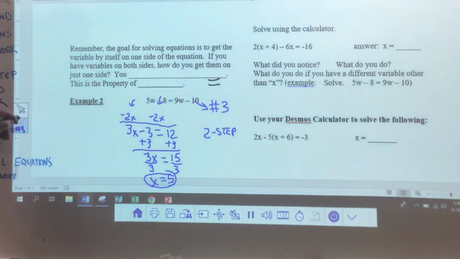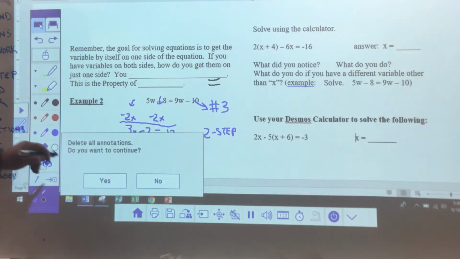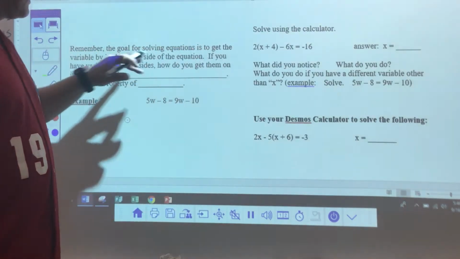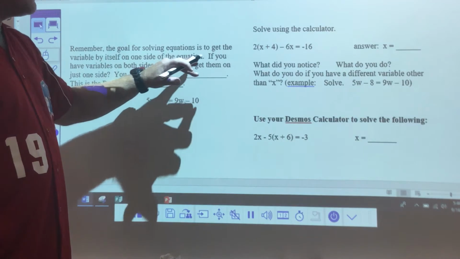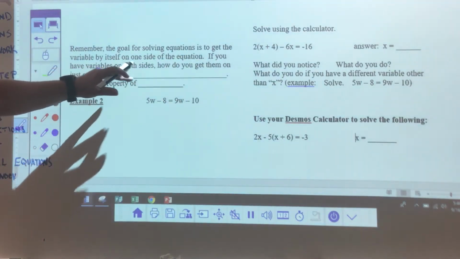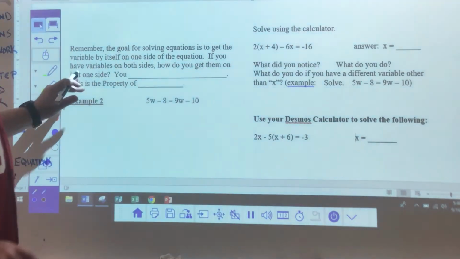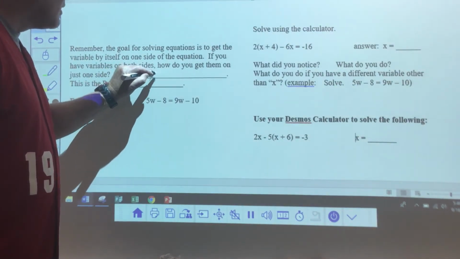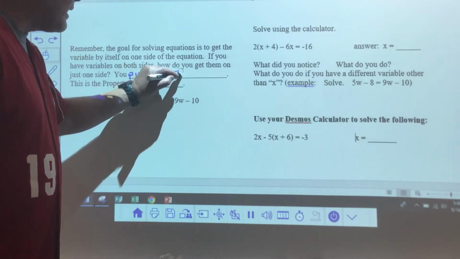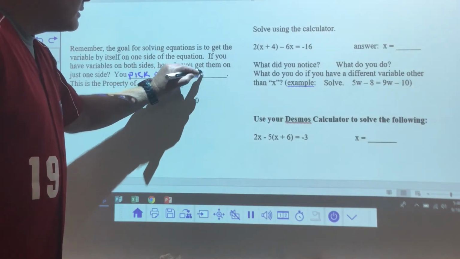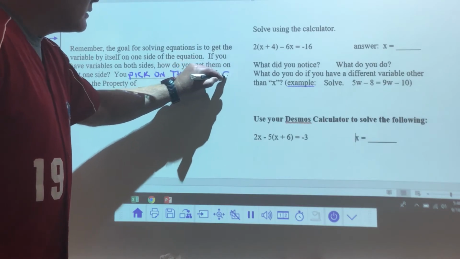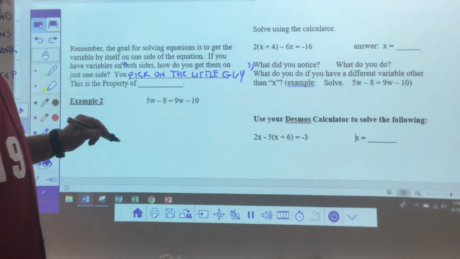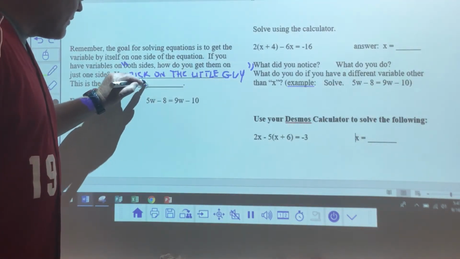Okay, so let's clean this up. So remember, your goal for solving basically any equation is to get the variable by itself on one side of the equation. If you have variables on both sides, how do you get them on just one side? You pick on who? Pick on the little guy. Okay? So that's what we're going to use there. That's this, guys, the property of equality.